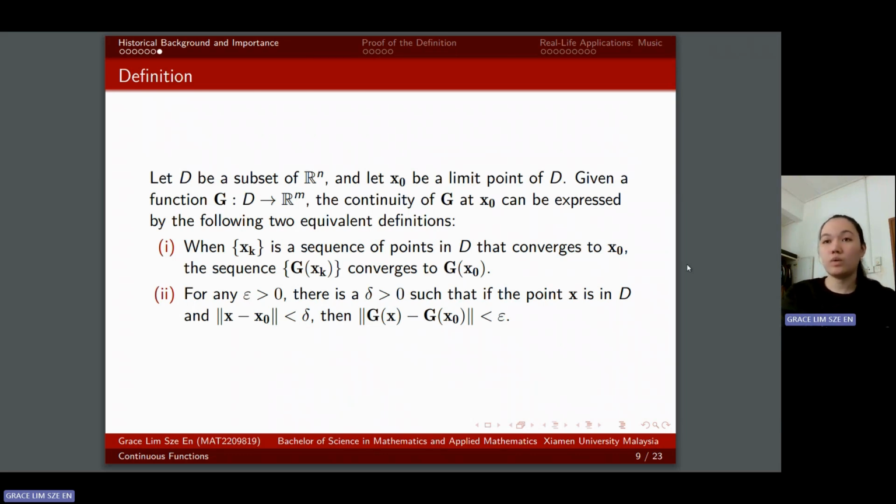We're dealing with more than one variable. It's the same with g also. And the norm is always positive. So you can see that the norm of x minus x0 is less than delta. We don't need to specify that it's bigger than 0 as in the previous definition. So next, we're going to move on to a proof of this definition.